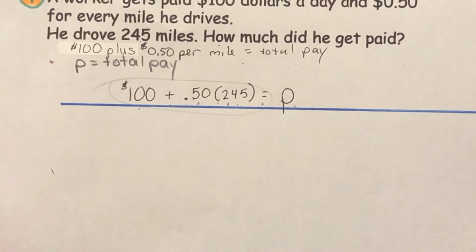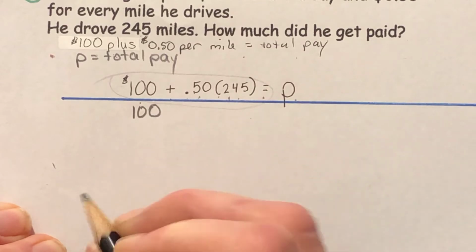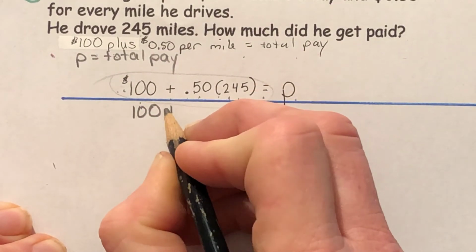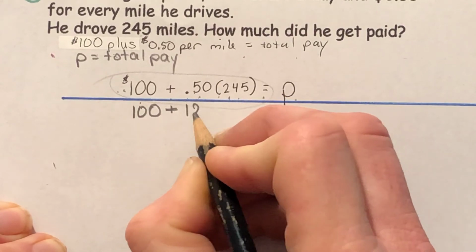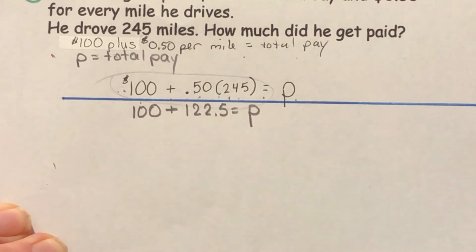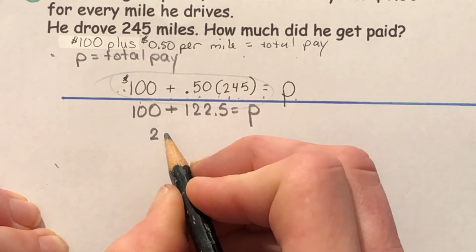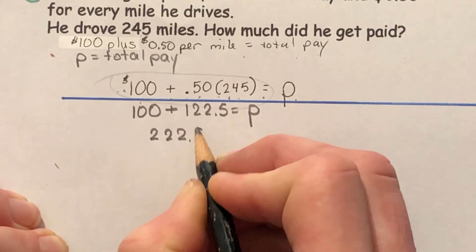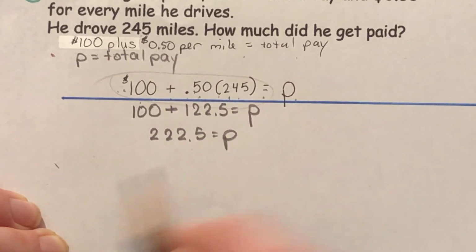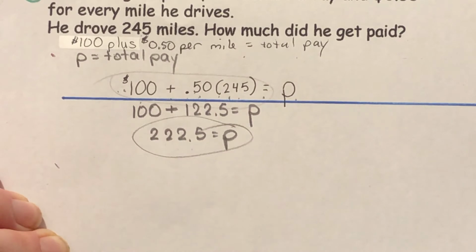Now I shall go back over here. I have 100. You don't really use dollar signs in equations. I did not need to put that there. 100 plus 122.5 equals P. Well, this is going to be easy. Just add those together. I get 222.5 is P. Now, since that's money, I'm going to put that in money form.